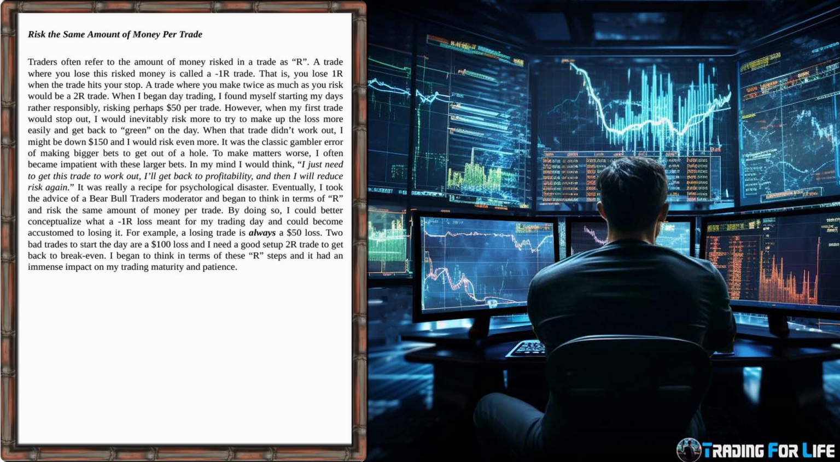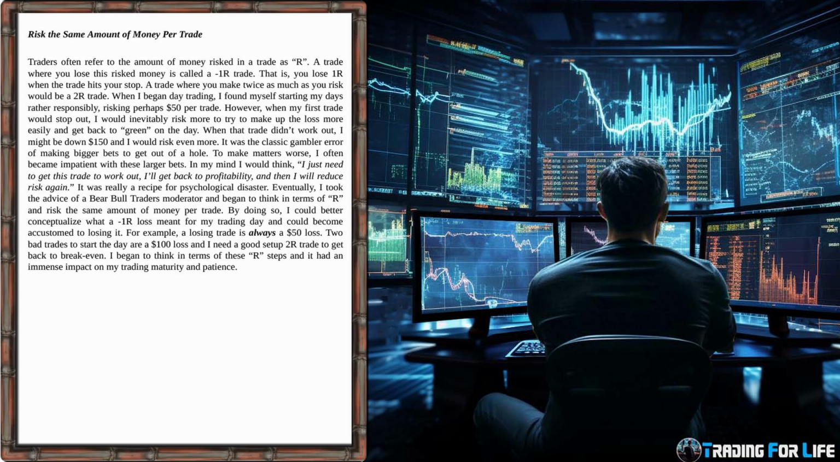Risk the same amount of money per trade. Traders often refer to the amount of money risked in a trade as R. A trade where you lose this risked money is called a -1 R trade. That is, you lose 1 R when the trade hits your stop. A trade where you make twice as much as you risk would be a 2 R trade.